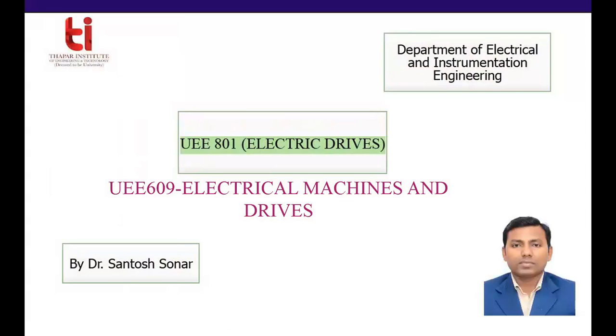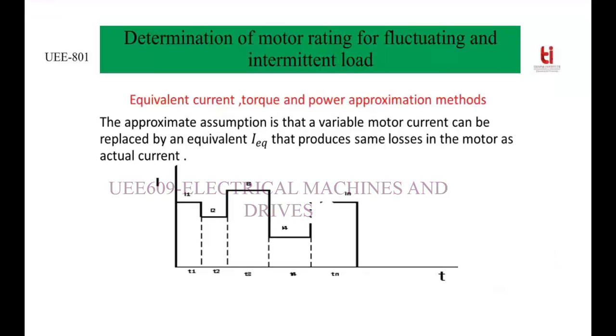Hello everybody. Last class we discussed how to find the motor rating in case of continuous duty operation. Today we will discuss a process to find the motor rating in case of fluctuating and intermittent load. In such cases, the load is variable, so an equivalent or approximation method is used to find the motor rating.